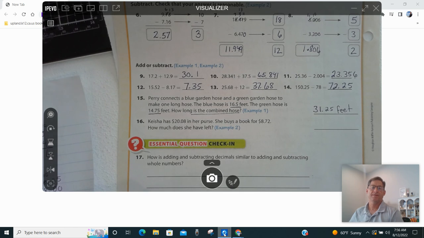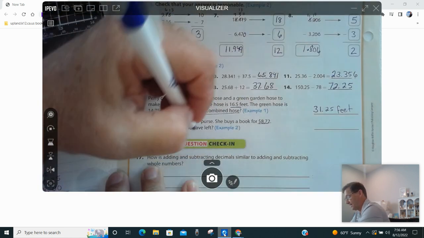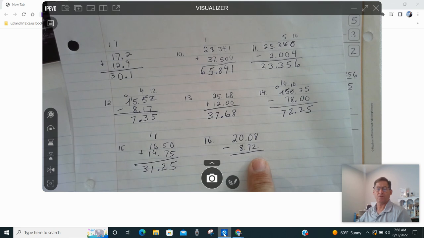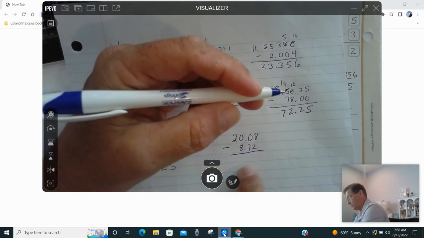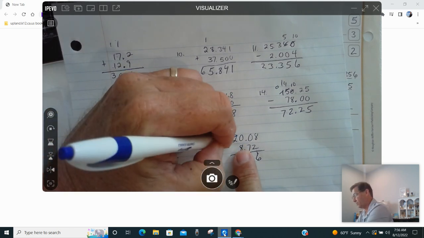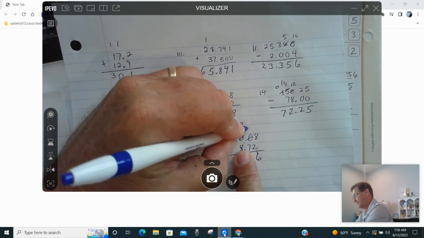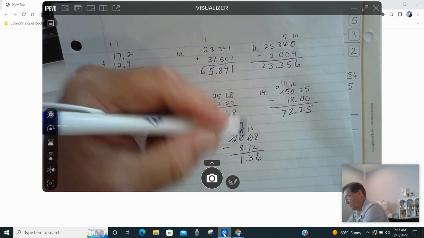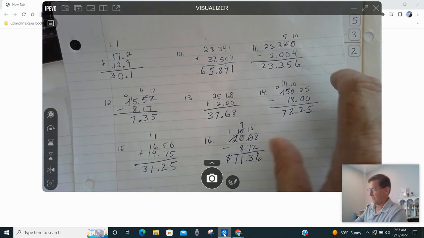And 16, Keisha has $20.08 in her purse. She buys a book for $8.72. How much does she have left? Okay. How much does she have left is a clue to subtract. So I see that our decimal values have the same place value digits. 8 take away 2 hundredths is 6 hundredths. Can't take 7 tenths from 0 tenths, but there are no ones to borrow from, so we regroup from the tens. 10 minus 7 is 3. 9 ones take away 8 ones is 1. So $11.36.